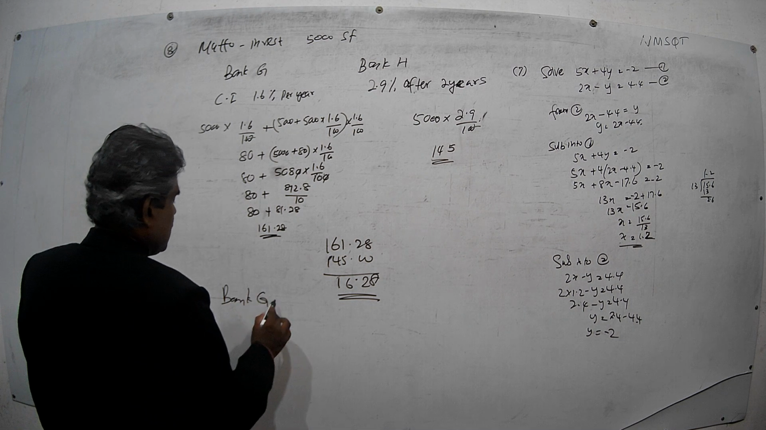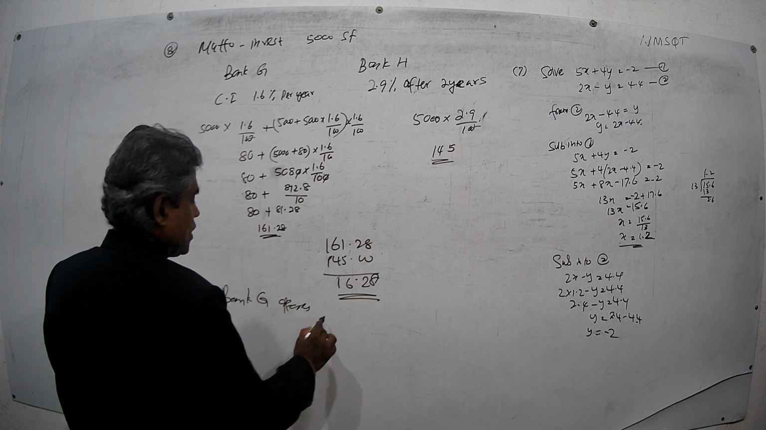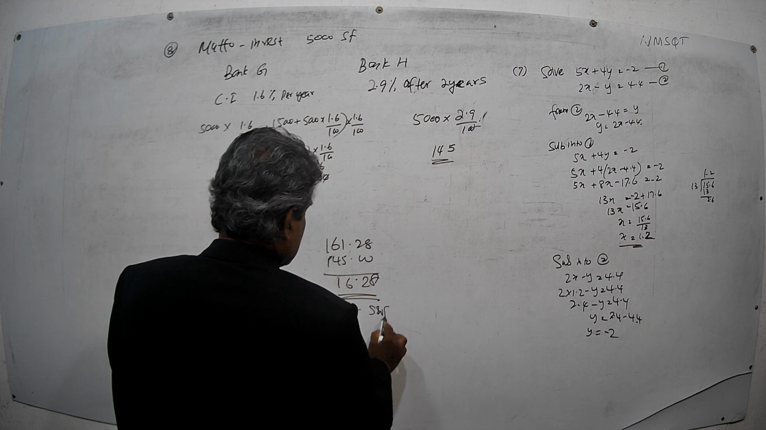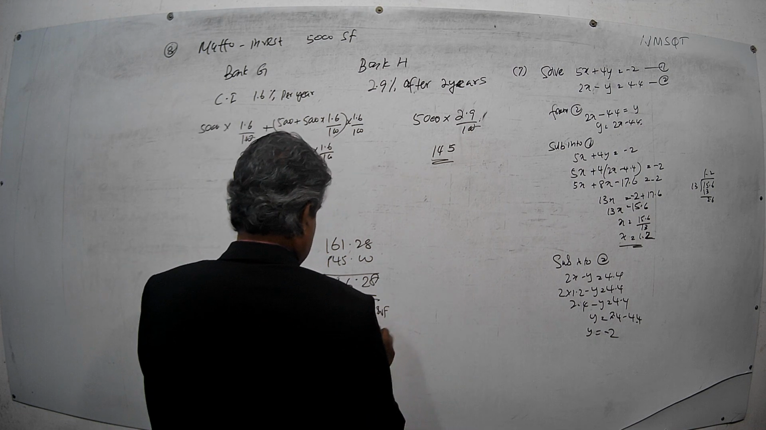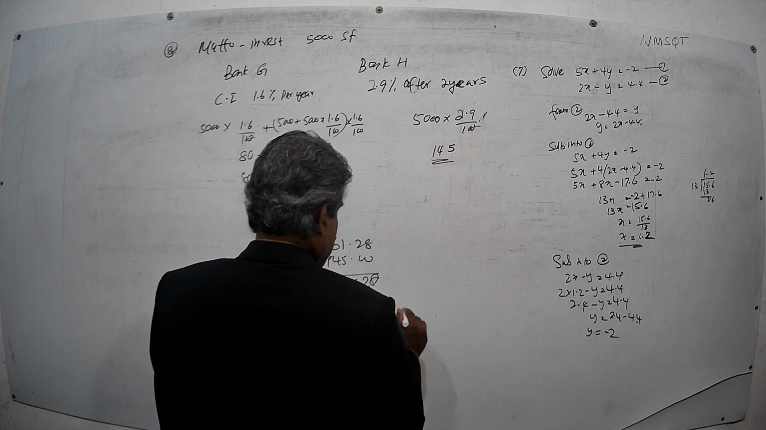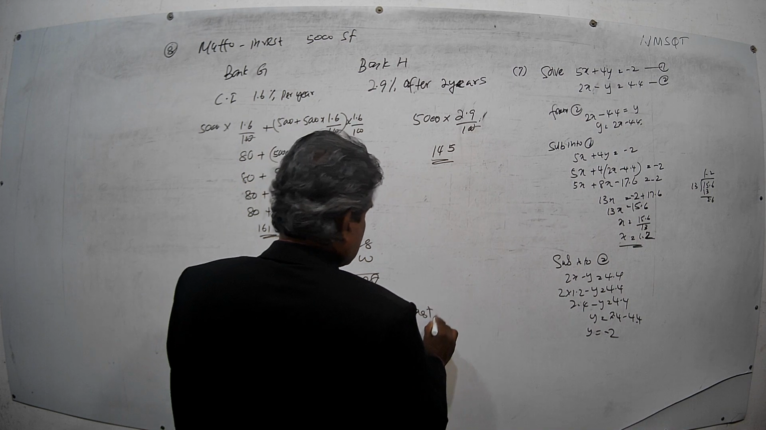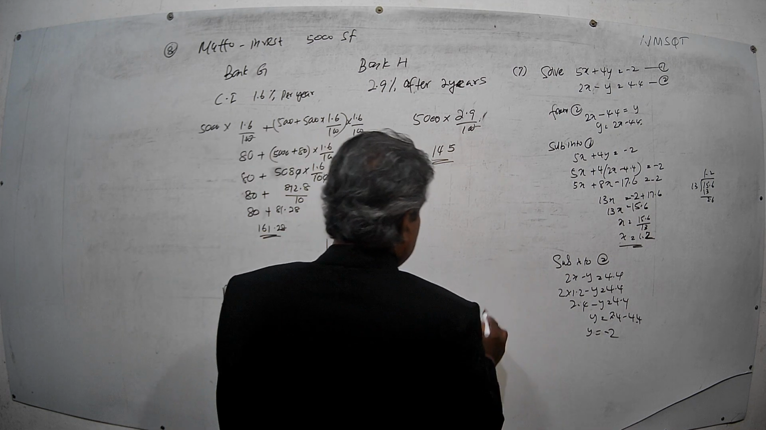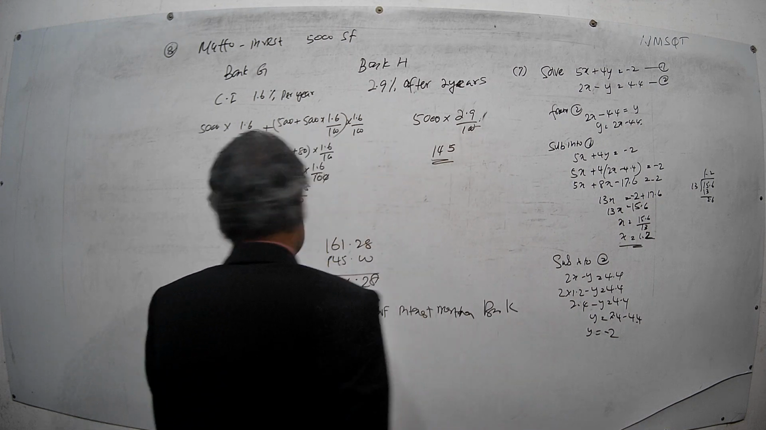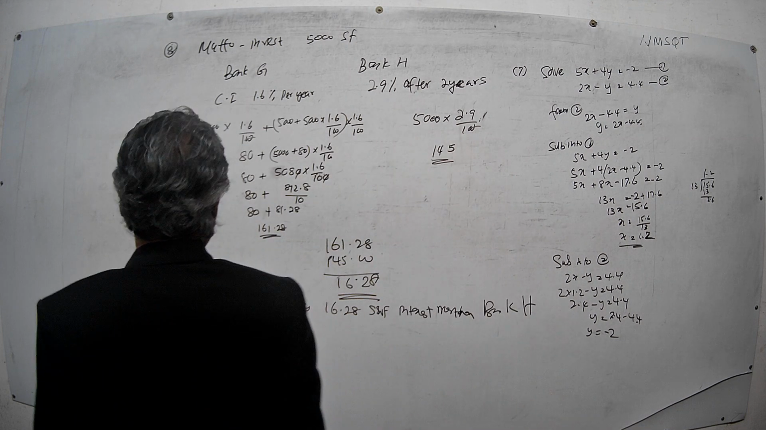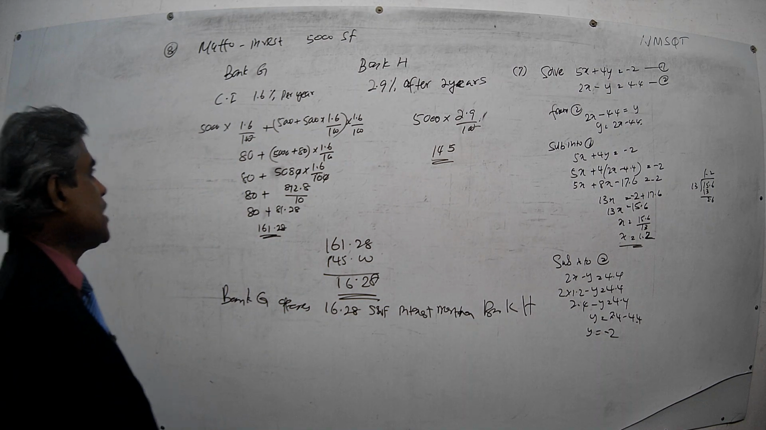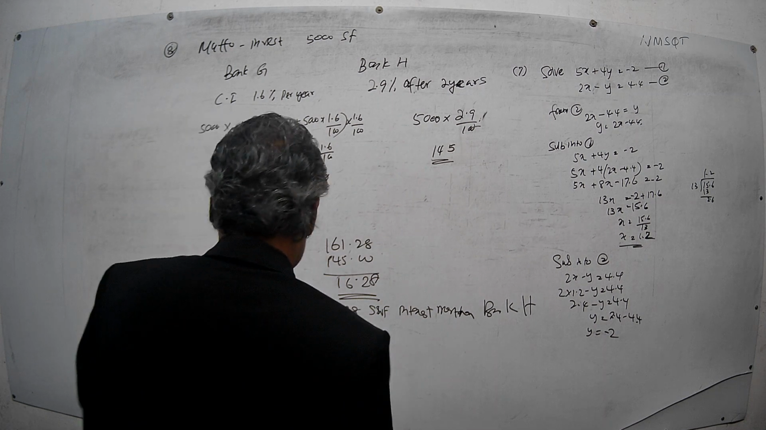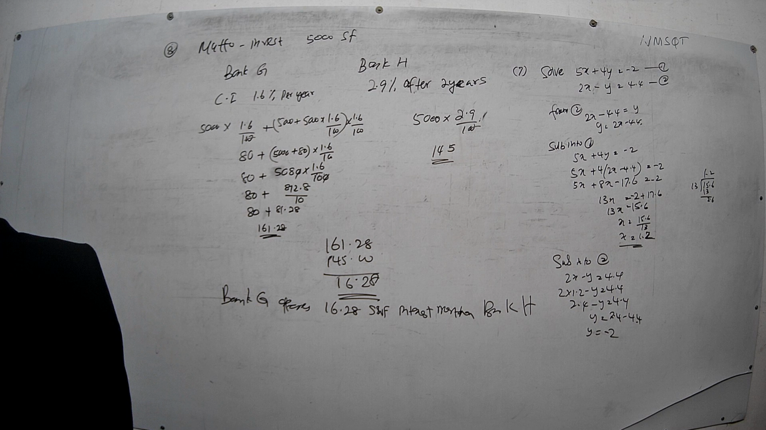Bank G offers 16.28 Swiss francs more interest than bank H for the 2 years. Okay, the 8th one is done.